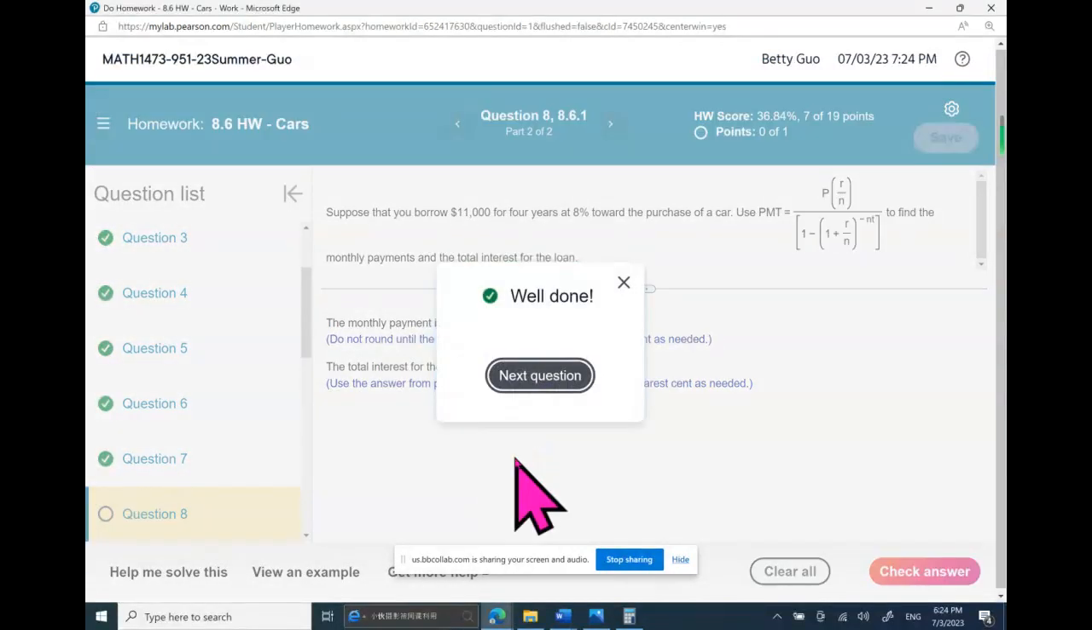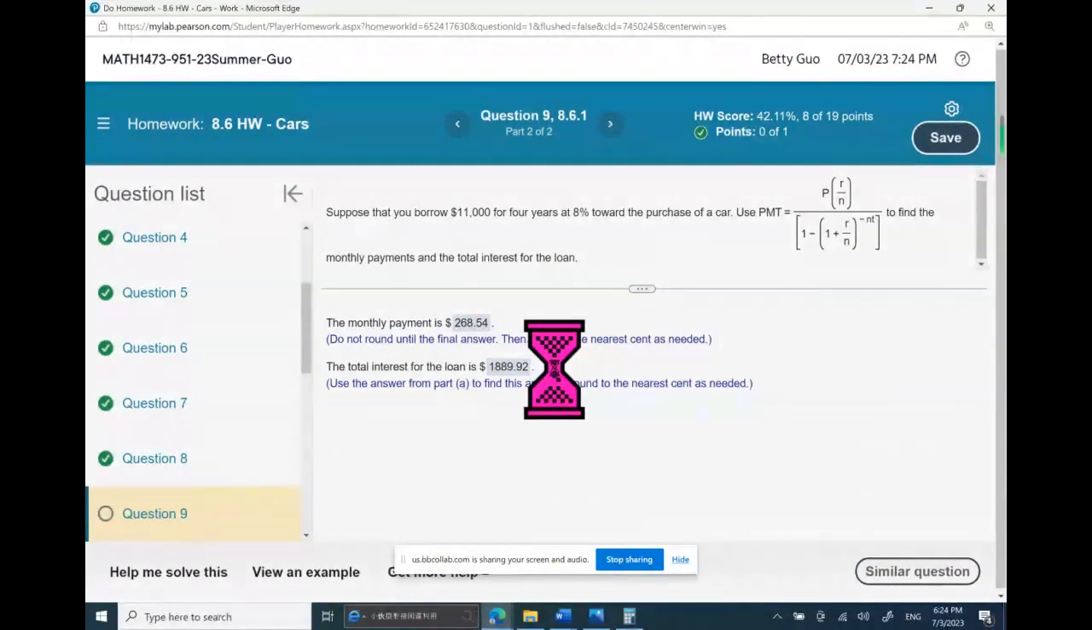That's how we find the interest. The interest of the loan is the cost of the loan. The profit of the dealer, not that dealer, the lender. The lender. Next question.